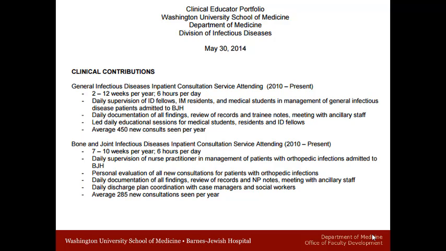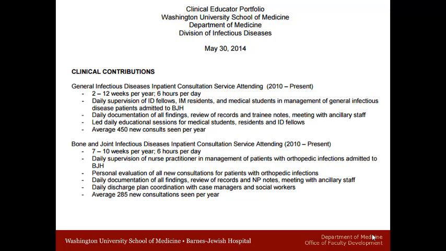Now, some of these numbers, we actually do encourage you to put. If you have an outpatient clinic, on average, how many patients did you see, year 2017 to 18? And that's information that you can get from your division administrators, again, to show the volume of what you're doing.